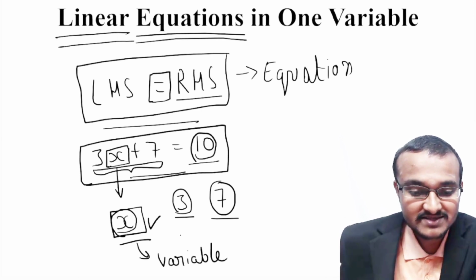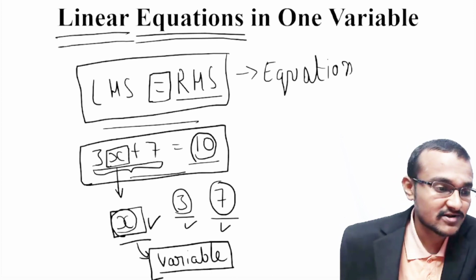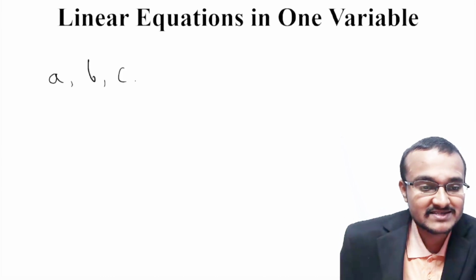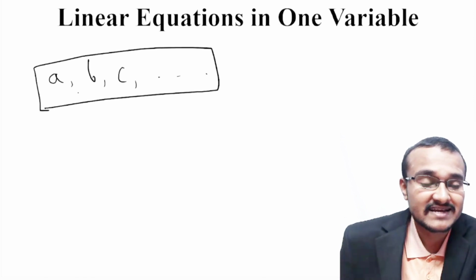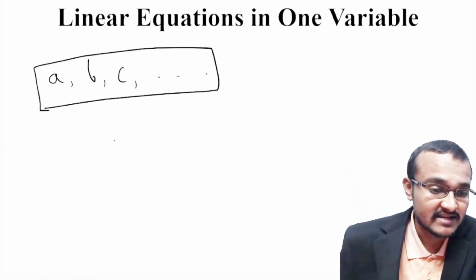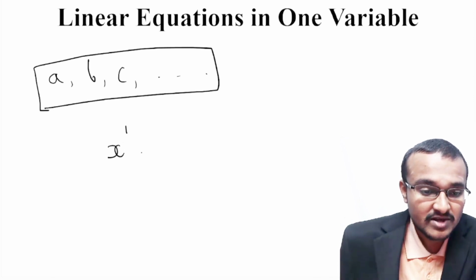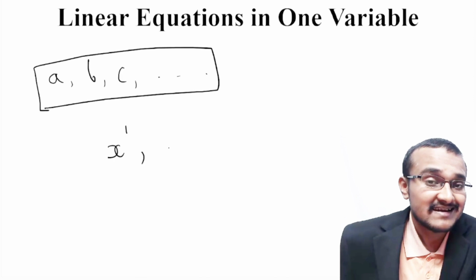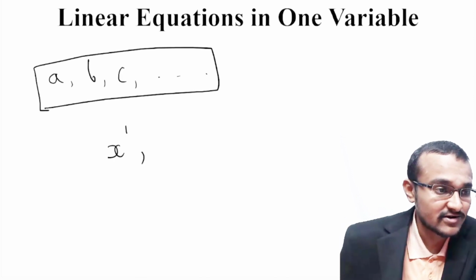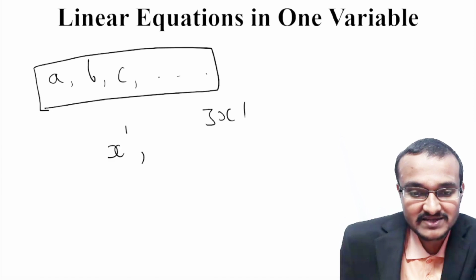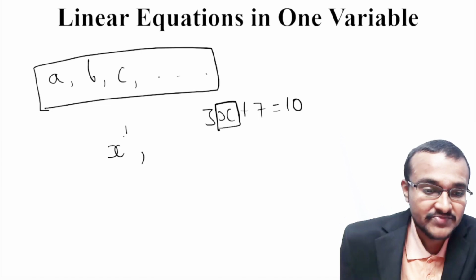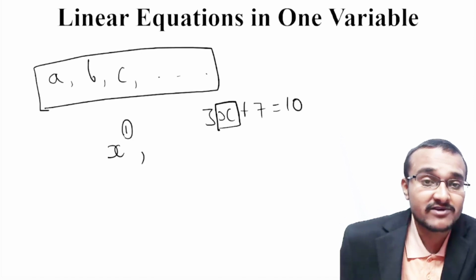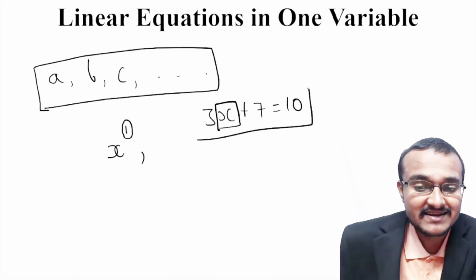Here 3 is fixed, 7 is fixed, and x acts as a variable. Instead of x you can take a, b or c. Any alphabets you take act as variables in an equation, and if the power of that variable, for example x to the power 1, is 1, it accounts for a linear equation. In 3x + 7 = 10, x has power 1. Only equations whose variables have power 1 are known as linear equations.